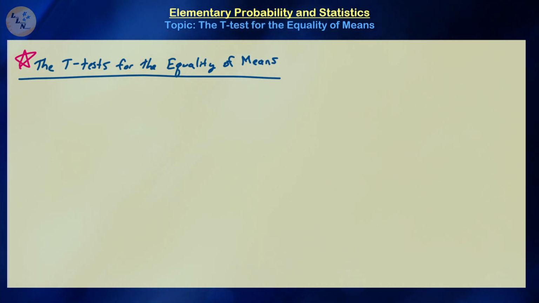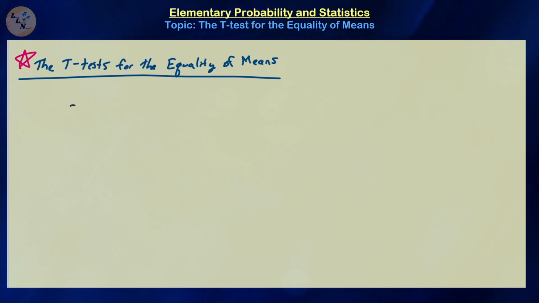In this video, we're going to continue our discussion of comparing different parameters for different populations. In the past videos, we've compared the proportions between two populations and the variances between two populations. In this video, we're going to be comparing the means between two populations, and there are going to be three different variations of what we call the t-test for the equality of means that we will be discussing.